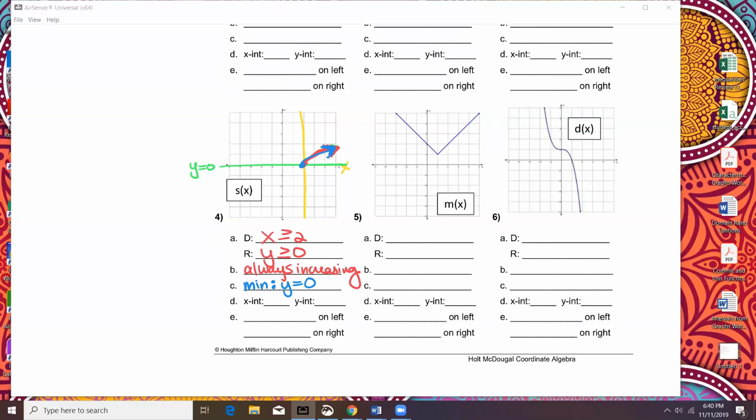The x-intercept is where it crosses the x-axis. So this graph crosses the x-axis here, which is at 2, and it does not cross the y-axis at all. So for y-intercept, we say none. On the left, for the end behavior, we're going to ignore that part. But on the right, because it's going up, we are going to say that it rises.